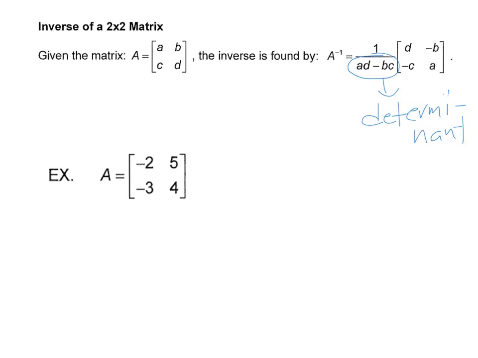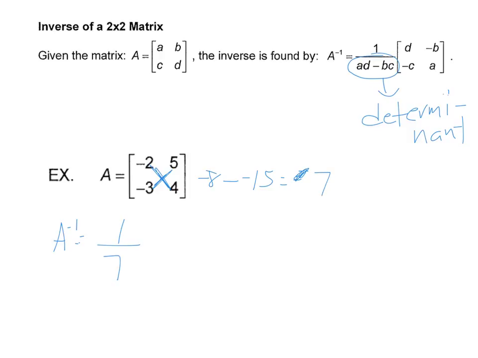So suppose I want to find the inverse of matrix A, and it's negative 2, 5, negative 3, 4. So the inverse is 1 over the determinant, which is I multiply diagonally, negative 8, minus, multiply diagonally, negative 15, which would be negative 8 plus 15, which is positive 7.